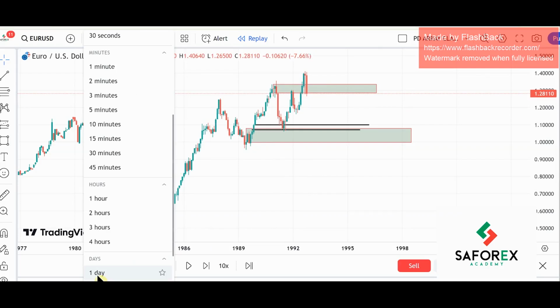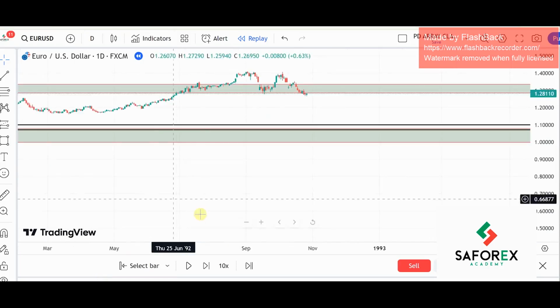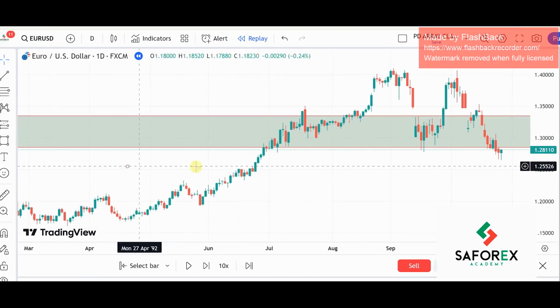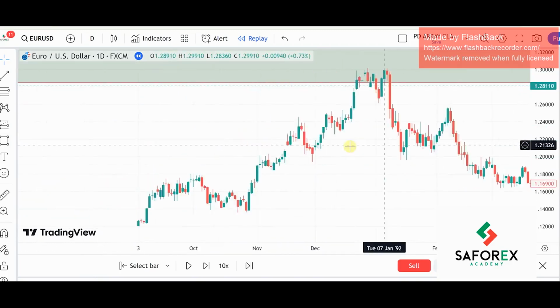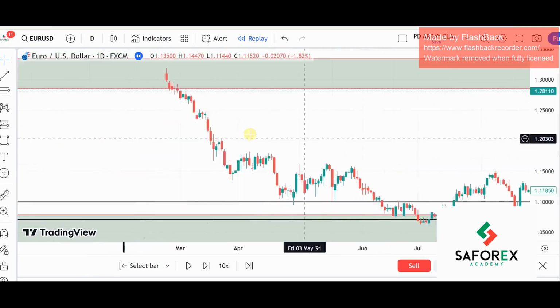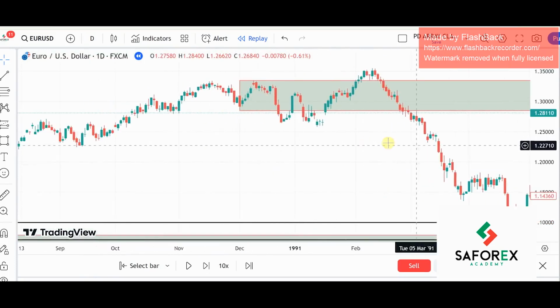You know the structure, right? The next thing you want to do is wait for a change of character in the lower time frame. You will see that there will be a change of character in that lower time frame. So let's just see. Let's go back. Let's try and trace it back to, okay, so I think this is here.